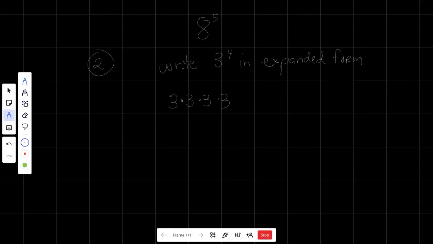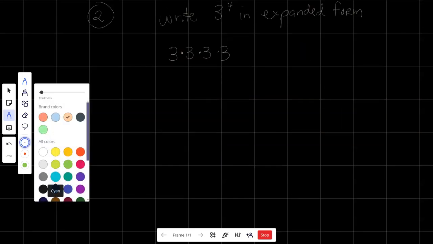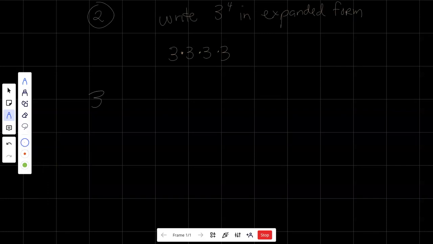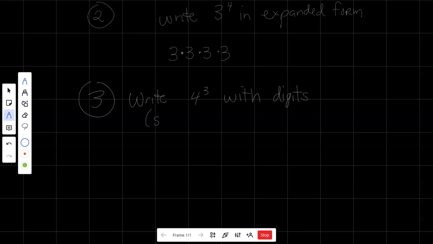Last one, let's do one using digits. This is an interesting way to ask this question, and you might see it this way. So let's write 4 cubed with digits only. You might also see this as simplify 4 cubed. The goal is to actually perform the math of multiplying this out. So 4 cubed is 4 times 4 times 4. I'm going to look at this and see 4 times 4 is 16, and then I still have a 4, and then 16 times 4 is 64.